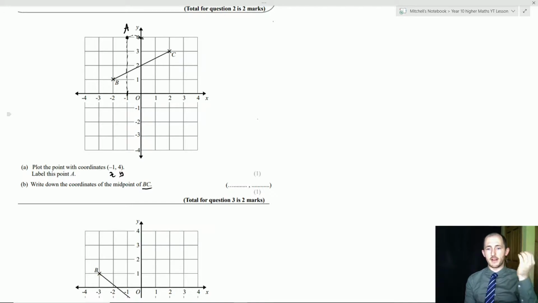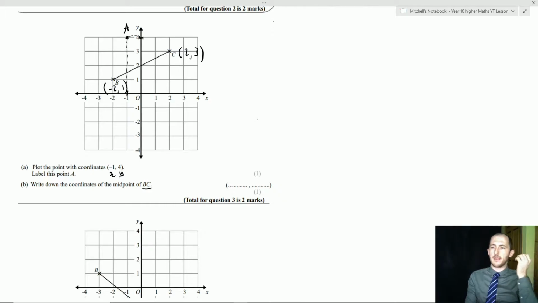Now for part B, write down the coordinates of the midpoint of BC. Well, first of all, we need the coordinates of B and C. The coordinates of B, it's -2 along, and it's 1 up. So -2 here and 1 up. For C, we go +2 along, and we're going 3 up.